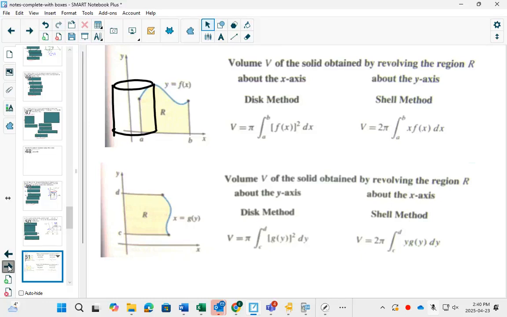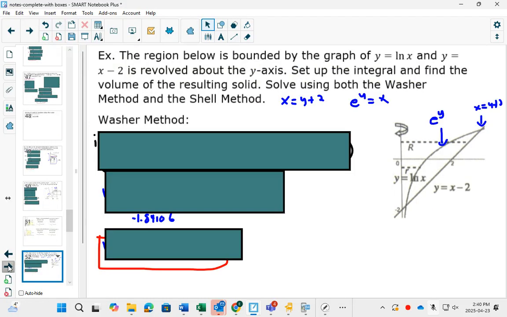So we're going to do the washer method, because that's good review for us. And then I'll show the answer again. If you want to watch it on video for the shell method later, you can. But what we've got here is two equations. Y equals the natural log of x, and y equals x minus 2. And we want to revolve it about the y-axis.